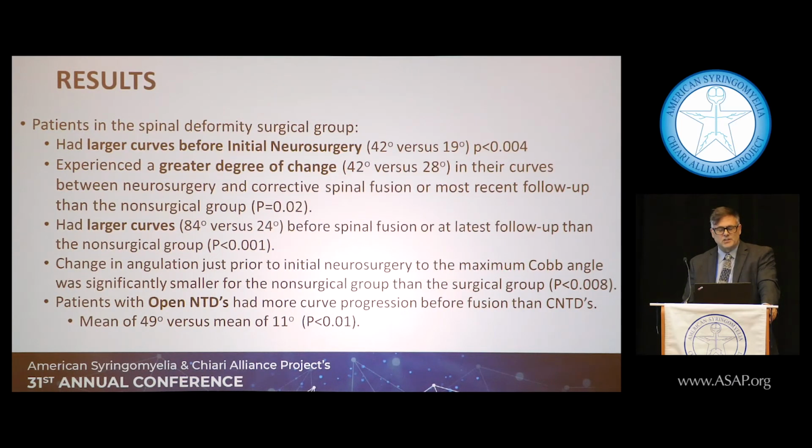So those patients that needed fusion had larger curves before initial neurosurgery, had a greater degree of change after neurosurgery, between the surgery and then the need for fusion, had larger curves from the get-go, so they were more curved. And lastly, as I'd been talking about before, those with open neural tube defects had much more curve progression than those with closed neural tube defects. So there's something inherent about open neural tube defects, at least in our experience, that is more likely to result in the need for a fusion downstream.